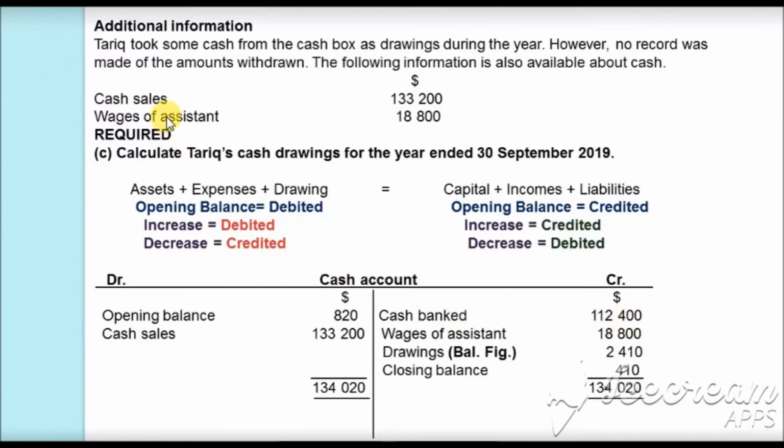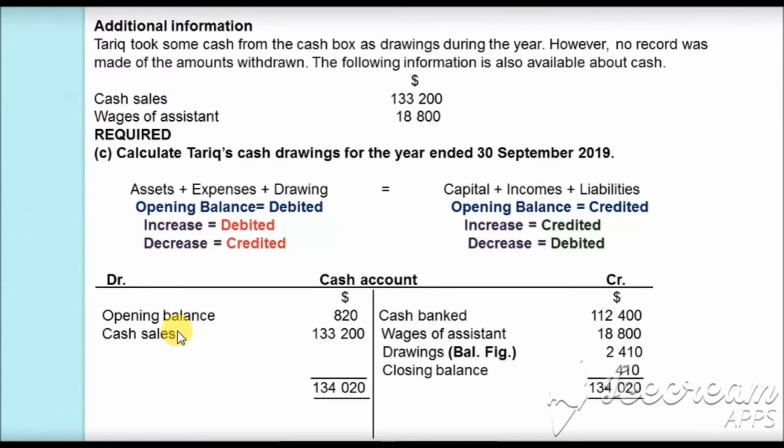$112,400. Wages which are paid to the assistant from the cash is also a cost which reduces the cash balance in the business. So as it decreases the cash balance, it should be credited. Wages of assistant $18,800 have been credited. Then the drawings, which is the amount which the owner has withdrawn from the business, will also reduce the cash balance. But for now we don't know the value, so we'll just write drawings as the balancing figure and leave it for now. Then we will write the closing balance.